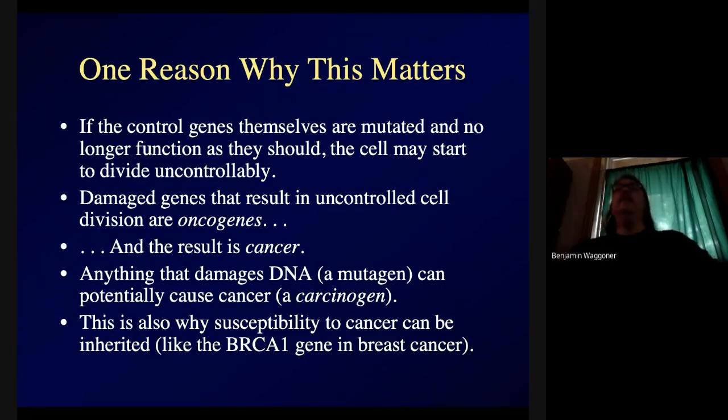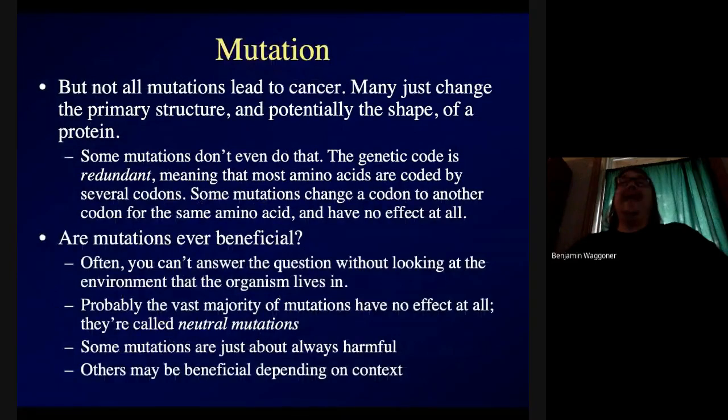Not all mutations, however, lead to cancer. Probably most mutations actually don't do anything. Some mutations will change one codon to another codon for the same amino acid and have no effect at all. Some mutations will change the primary structure but don't affect the shape of a protein. Some would change the shape of a protein but not an important part, just like changing the shape of a screwdriver handle may not really affect how useful the screwdriver is.